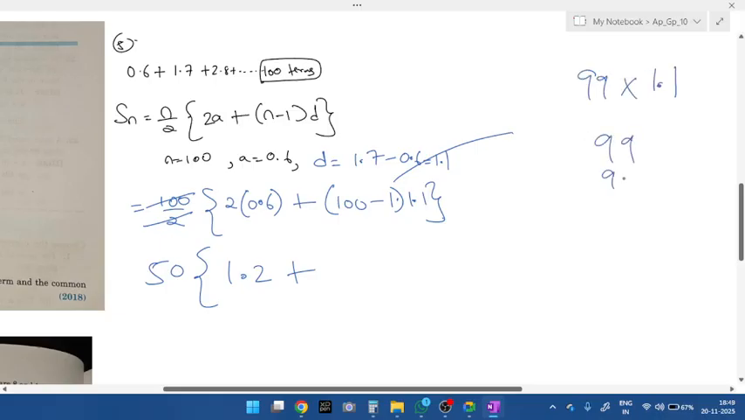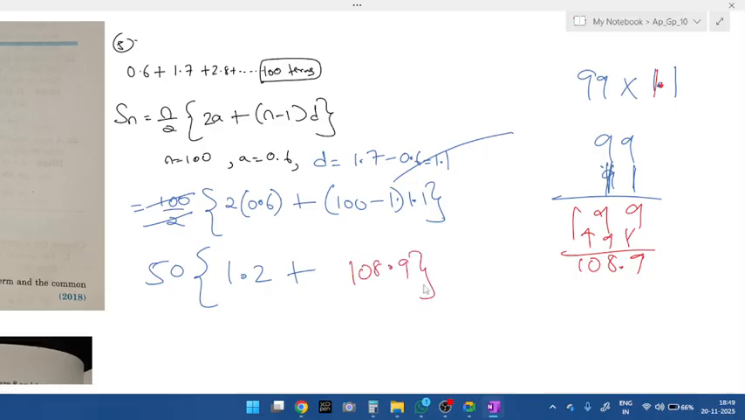What is 99 into 11? All of you will respond, students. What is 99 into 11? 1089. How many decimal numbers are there? One decimal number? Oh, one. 108.9. Just a minute.